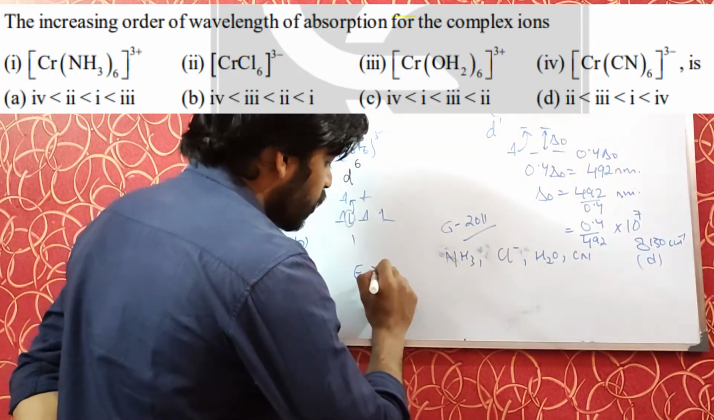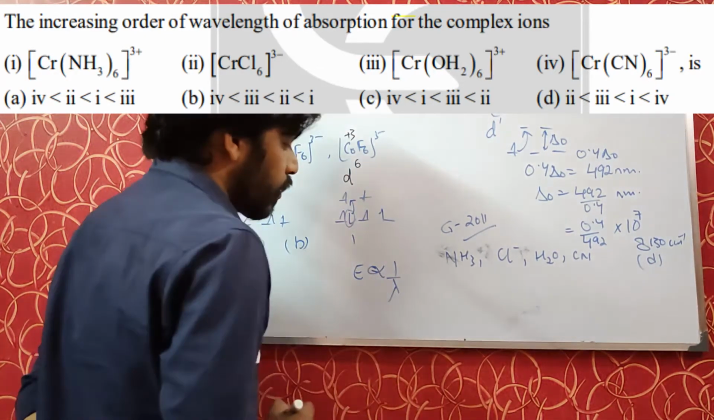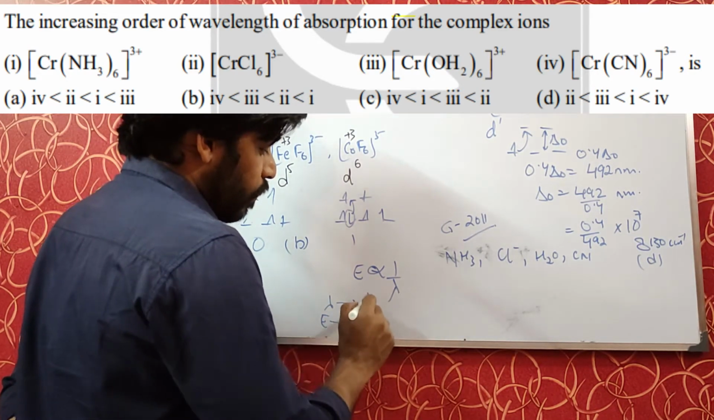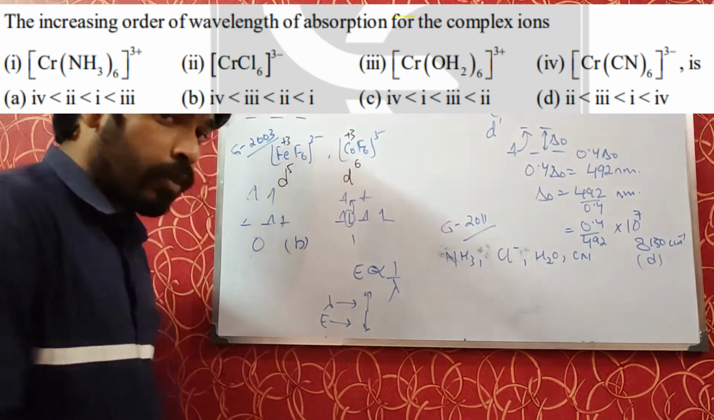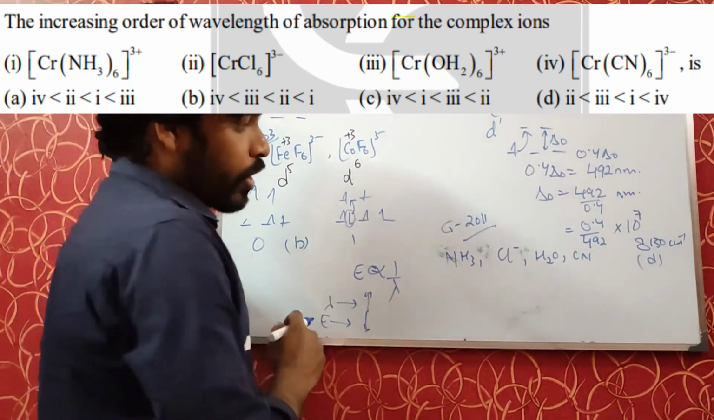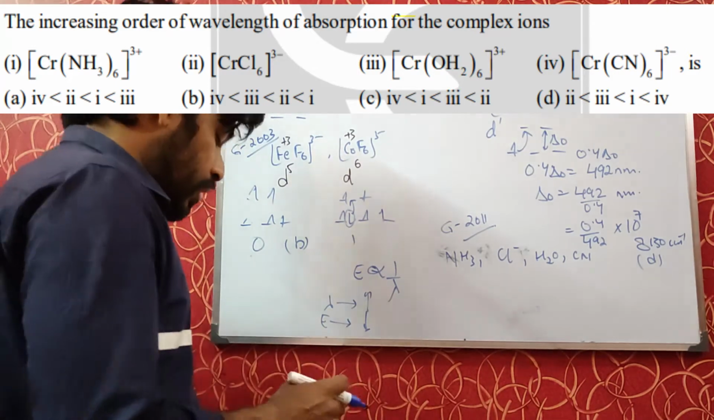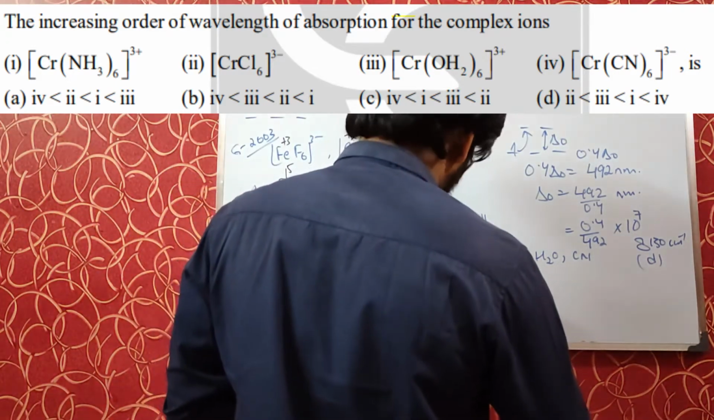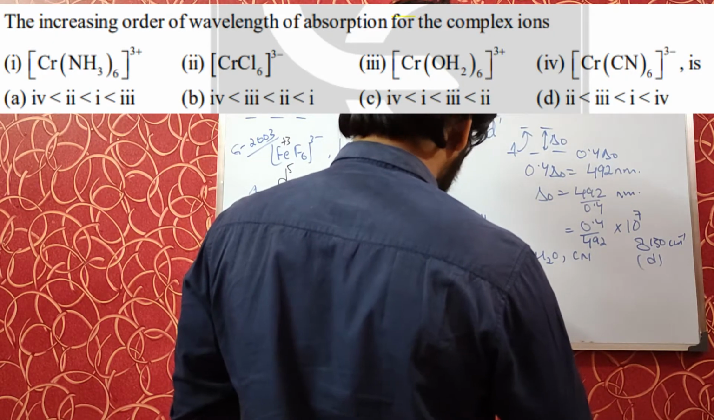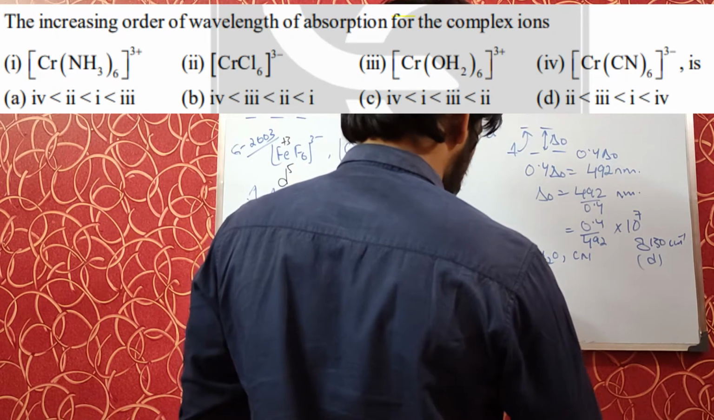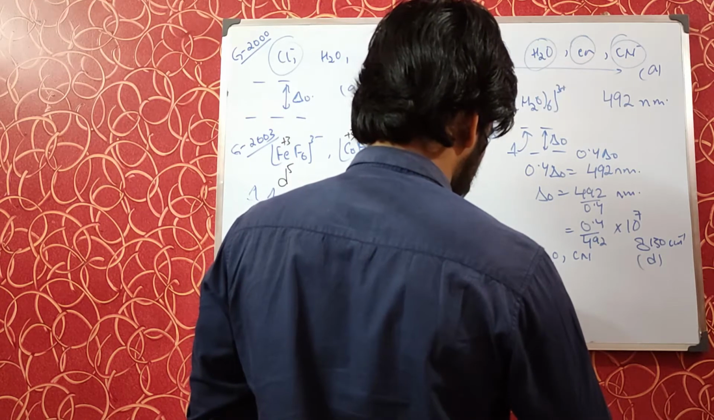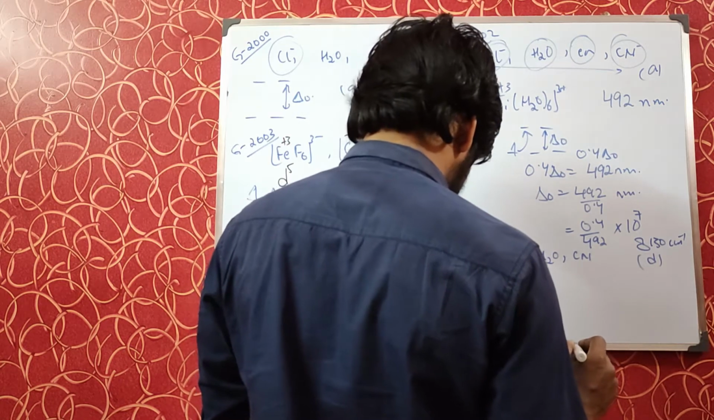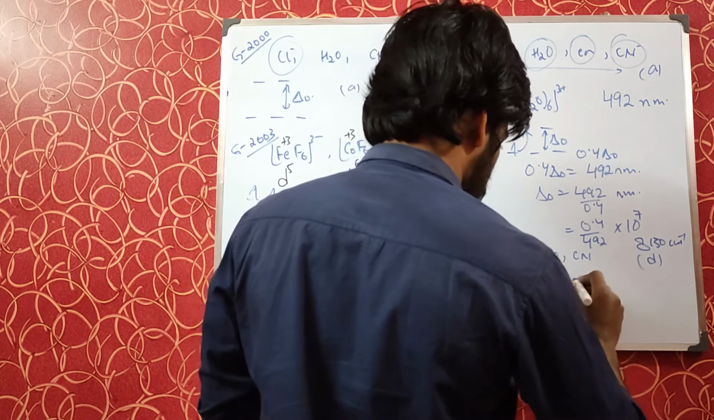Now, energy is inversely proportional to wavelength. So the increasing order of the wavelength will be the decreasing order of the energy. So if you want to look at the decreasing order, we must start from the strongest ligand. So that would mean it should be 4 less than 1 less than 3 less than 2, which is given in your option number C.